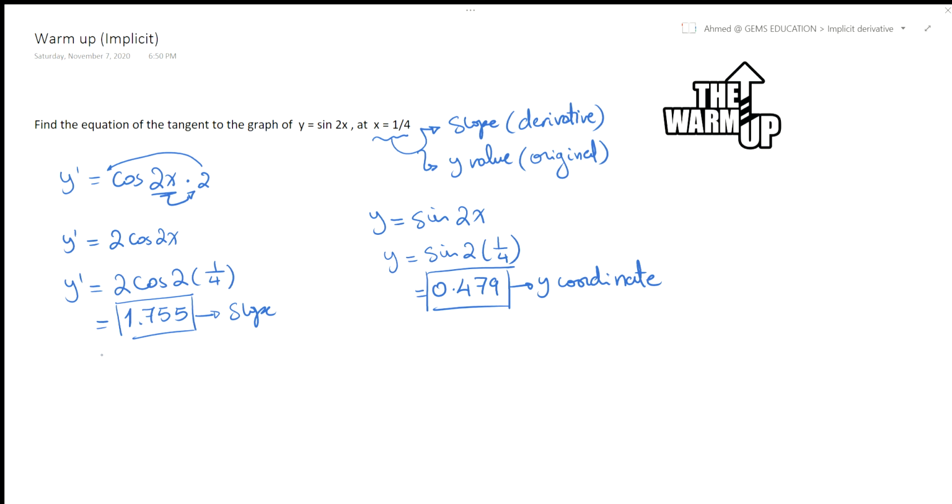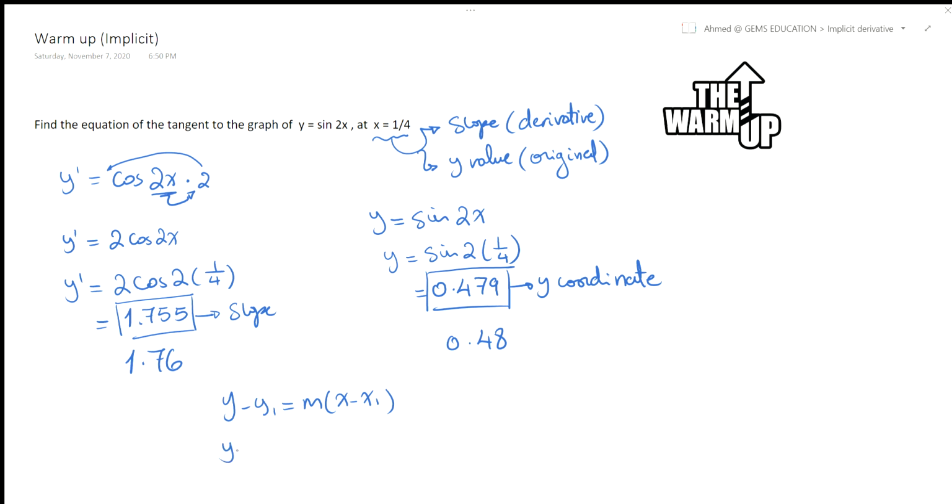We can just approximate those two values and we'll make it 1.76, and in this one it would make it 0.48. Just to make things a bit easier, you can leave it as it is if you want to. So now, since we have the slope and the y coordinate, we should substitute in the equation of y minus y1 equals m bracket x minus x1. This is the point slope formula.